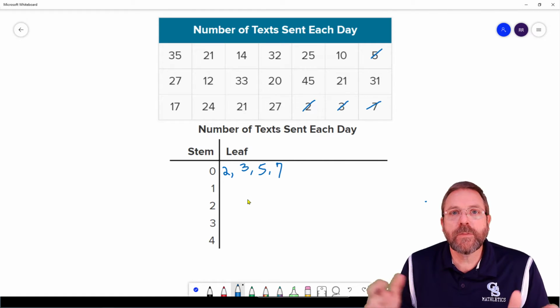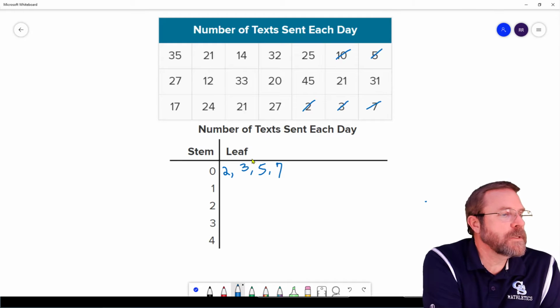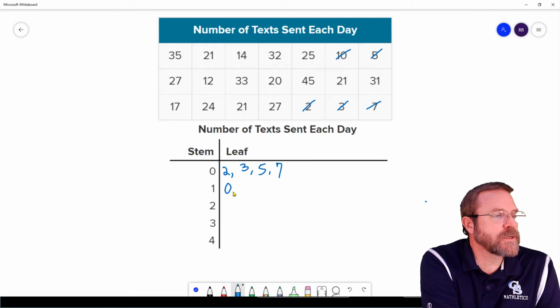Now I'm on my 10 through 19 section of my stem and leaf plot, and the first number I see is going to be a 10, so I'm going to put down a 0.